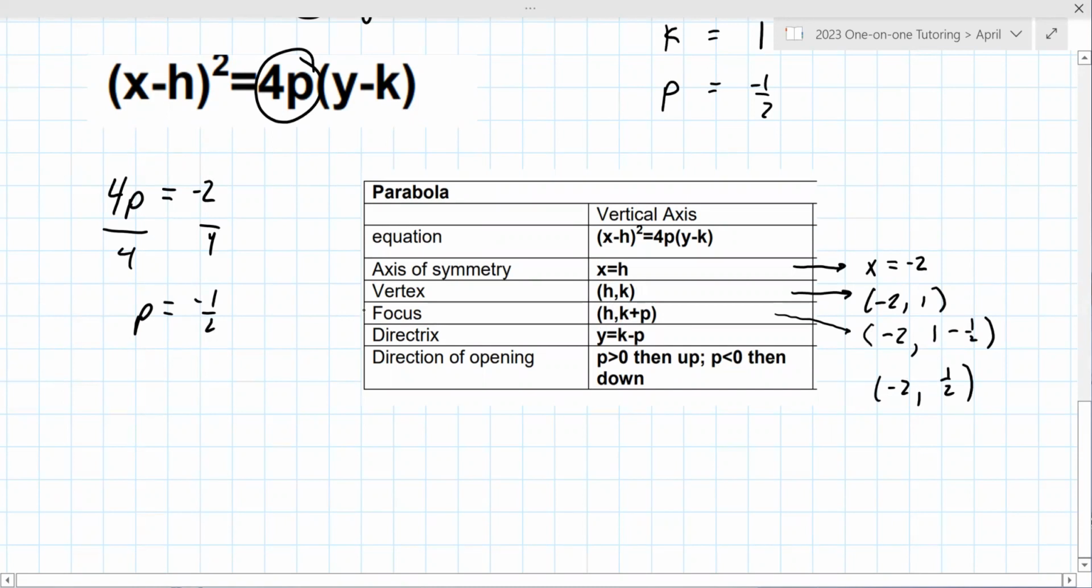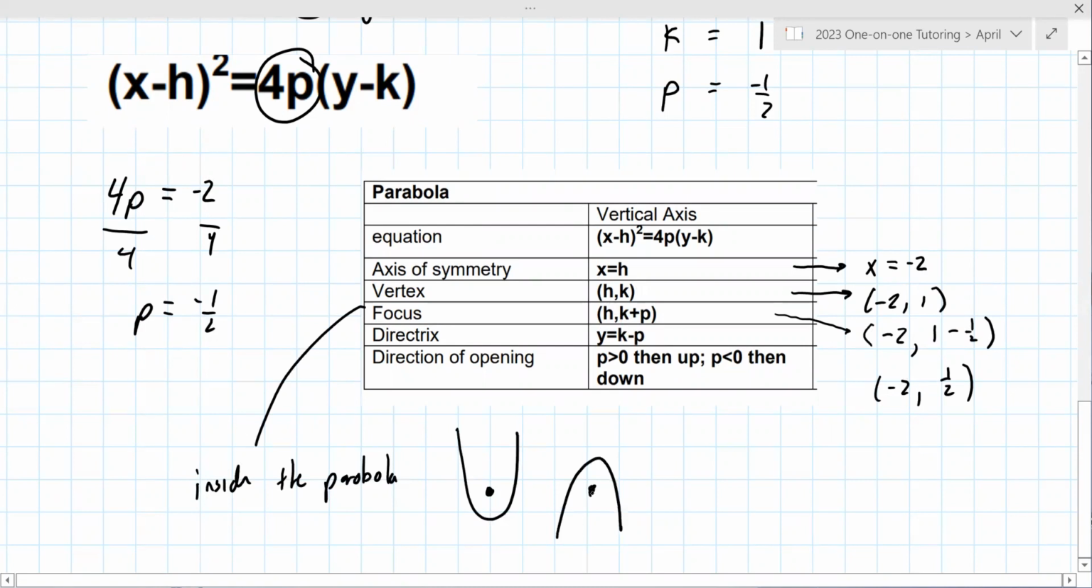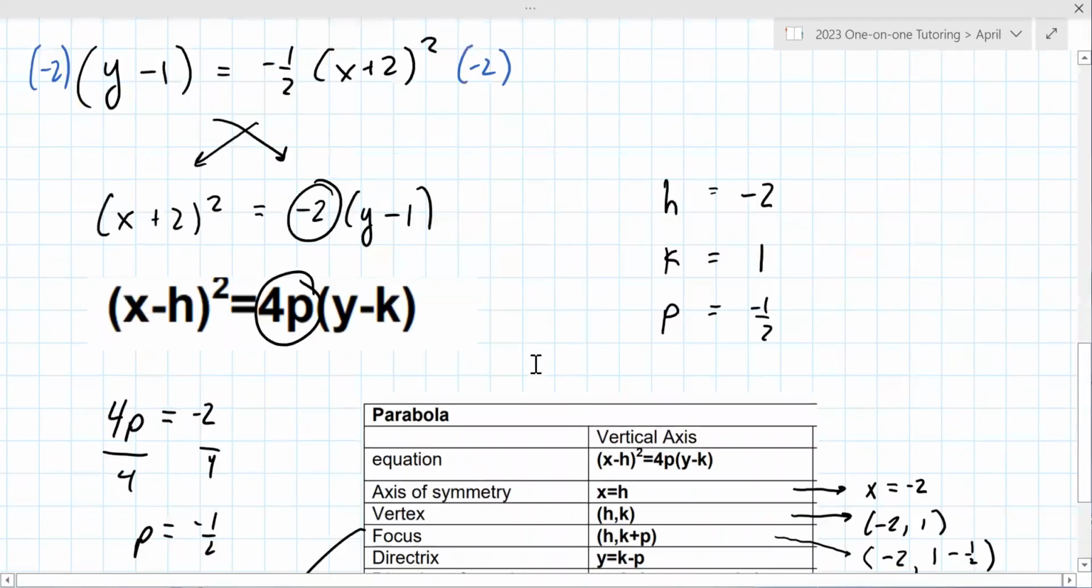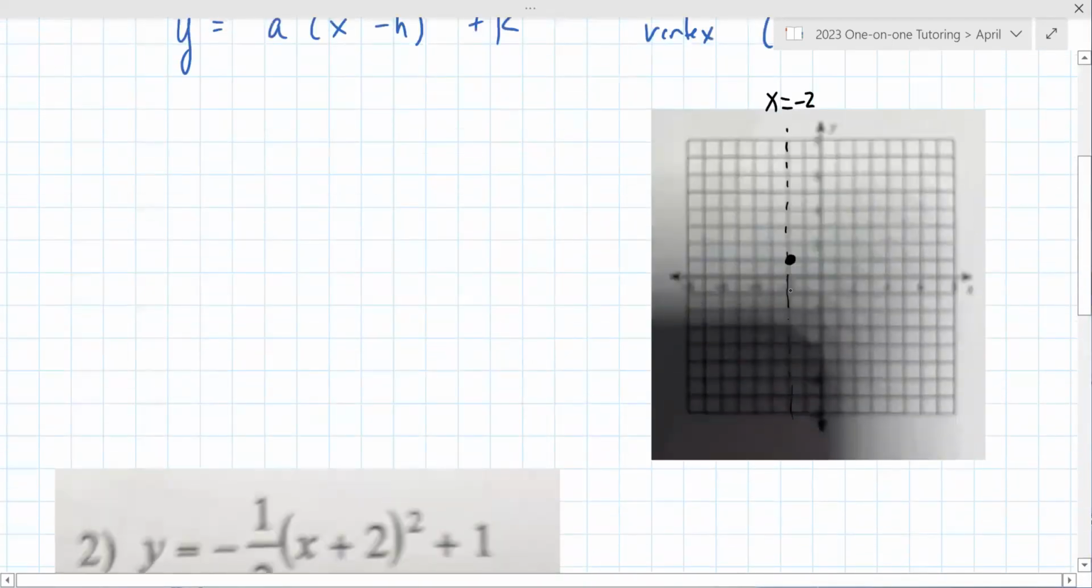The focus, and maybe you want to make a note of that, is always inside the parabola. So if it opens up, the focus is here. If it opens down, the focus is there. Is that okay? So we're going to plot that point, -2 comma 1/2. So that's here. That's enough to basically graph this thing very generally, because the focus is inside the parabola, inside the vertex.